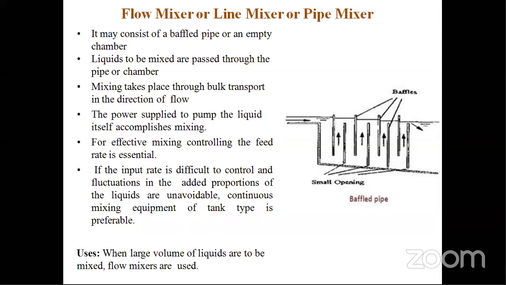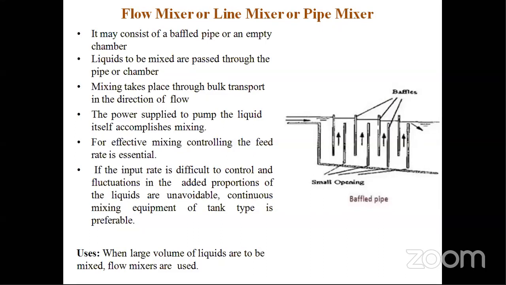Okay. So in this process we can do liquid mixing and solid-liquid mixing, whatever. The flow is supplied by using a pump. By using a pump, we can forcefully apply the mixture in and efficiently mix both solid and liquid, or liquid-liquid mixing. For effective mixing, controlling the feed rate is essential. If the input rate is difficult to control, fluctuation in the added proportion of the liquids is unavoidable.